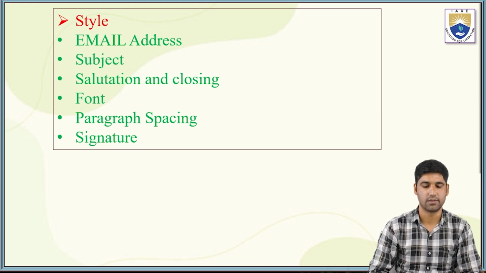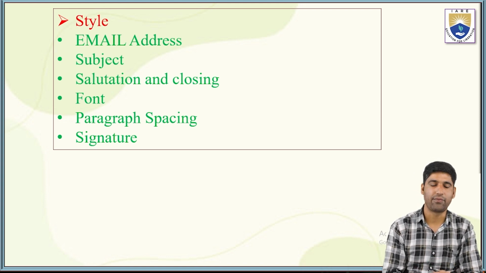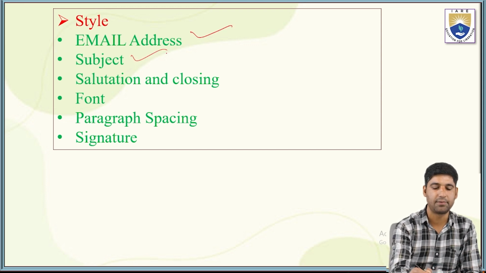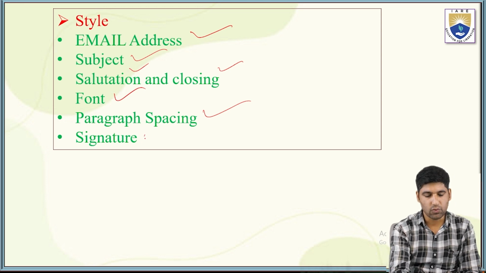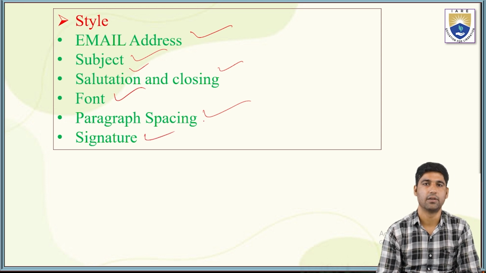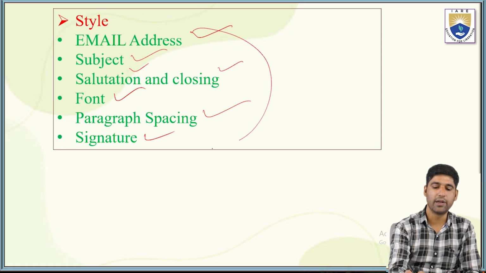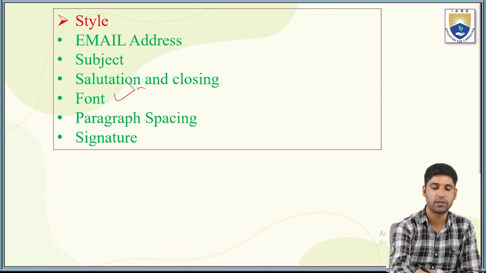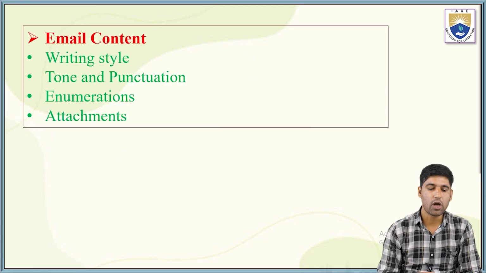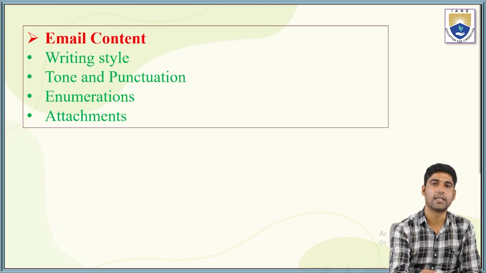Why do we need emails? Let's go with the style of email. When we talk about the style of email, we need email address, subject, salutation and closing. We have to look upon the font, take care of the paragraph spacing, and there is one more thing that we call signature. These are the things included in email style, and they are very important to write an email. And when we talk about email content, the message which we want to share, these are the things which we require for that.